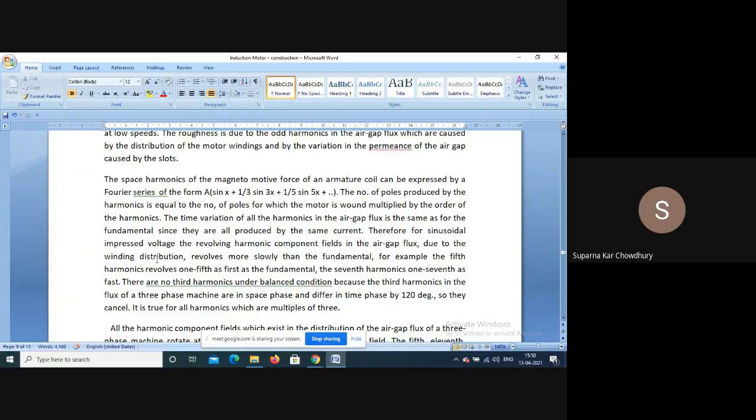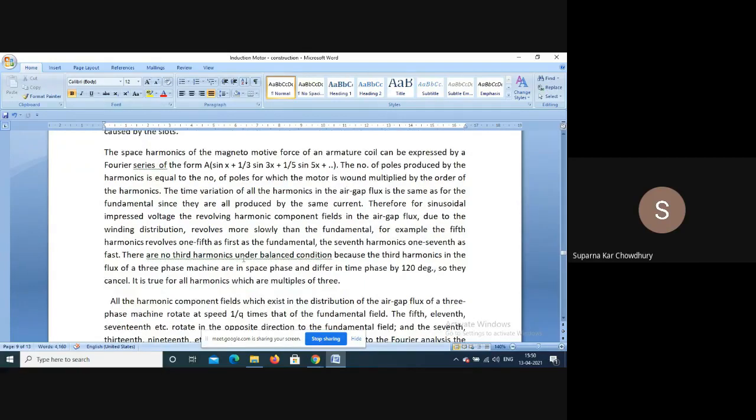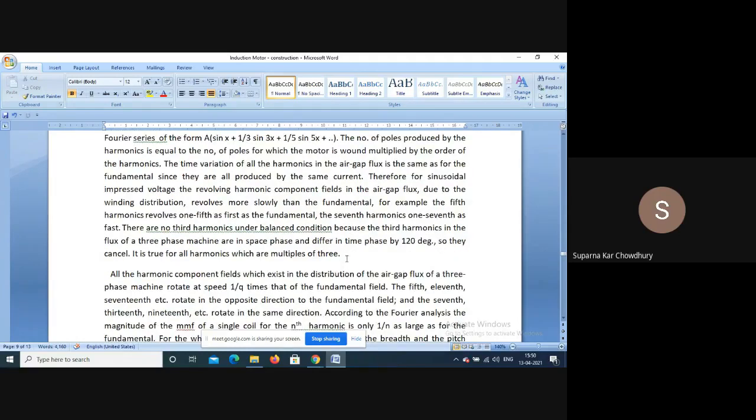Therefore, with a sinusoidal impressed voltage, the revolving harmonic component field in the air gap flux due to the winding distribution revolves more slowly than the fundamental. For example, the fifth harmonic revolves 1/5 as fast as the fundamental, the seventh harmonic 1/7 as fast. There are no third harmonics, as in a balanced three-phase circuit we have 120-degree phase shifts, so they cancel out. This is true for all harmonics which are multiples of 3.